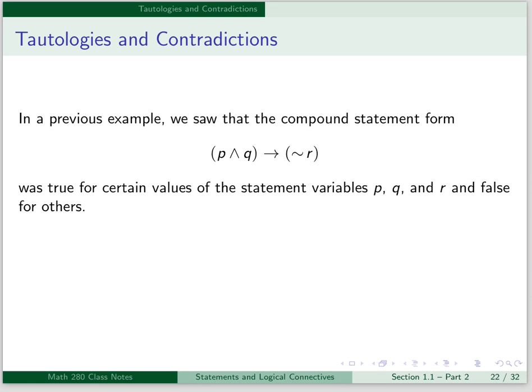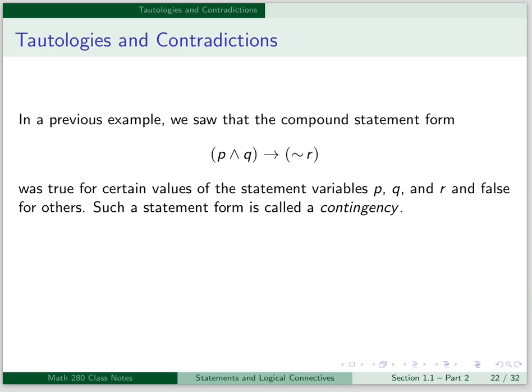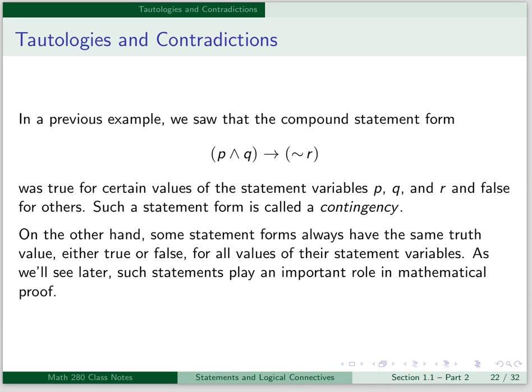Next, we want to look at tautologies and contradictions. In a previous example, we saw that the compound statement form P and Q implies not R was true for certain values of the statement variables P, Q, and R, and false for others. Such a statement form is called a contingency. On the other hand, some statement forms always have the same truth value, either true or false, for all values of their statement variables. As we'll see later, such statements play an important role in mathematical proof.